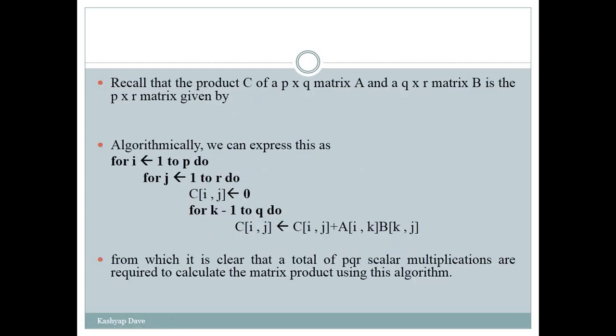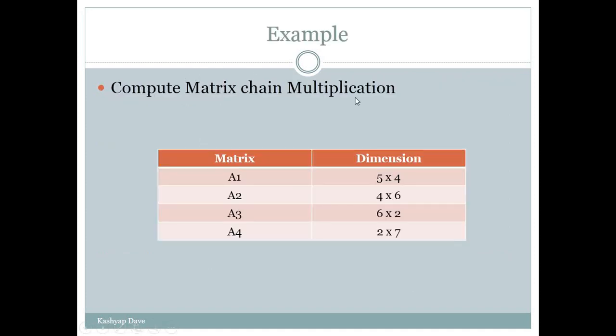For that we will have an algorithm. In it we will use three nested for loops, which we will understand with an example. For example, we have four matrices here, A1, A2, A3 and A4. The matrix dimensions are given here. A1 is 5 cross 4, A2 is 4 cross 6, A3 is 6 cross 2 and A4 is 2 cross 7.